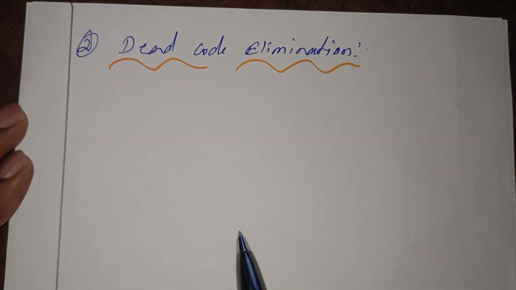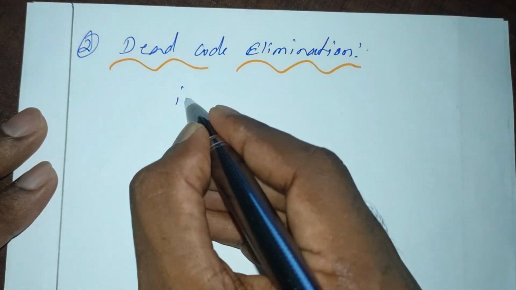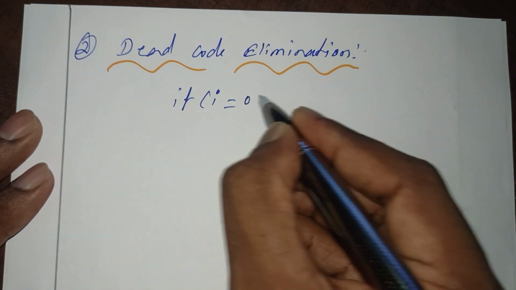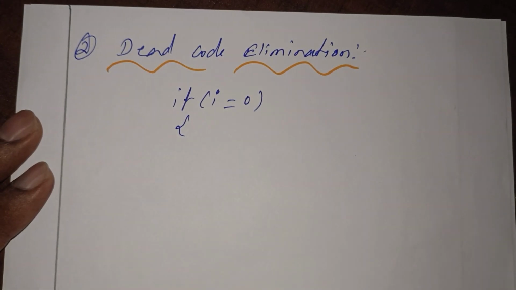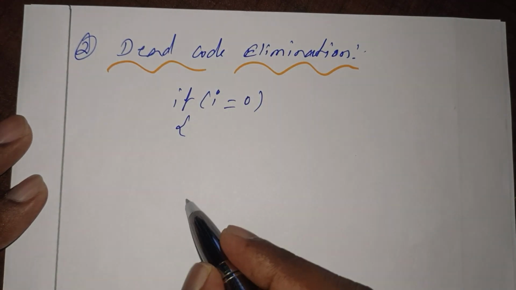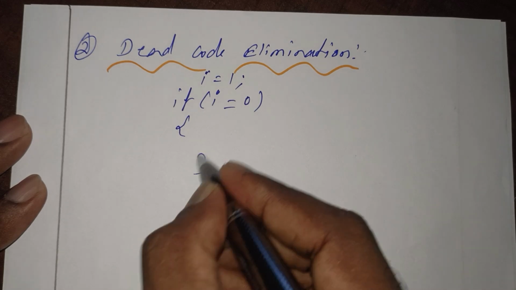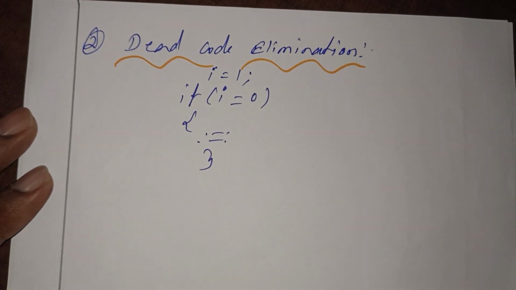The second process is dead code elimination. We have seen many examples of dead code elimination. Say, for example, if I is equal to 0, and this condition is checked. If I is equal to 0, but we have already mentioned the value I is equal to 1, it is never going to satisfy this condition. So we can have this process also as dead code.